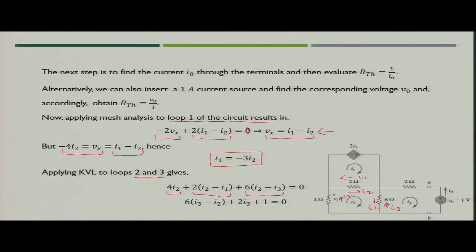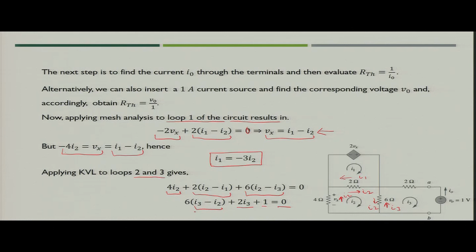For loop 3, what you will get? 6 ohm multiplied by I3 minus I2 plus 2 times of I3 plus 1, because this is the external voltage source we applied across AB, equal to 0.